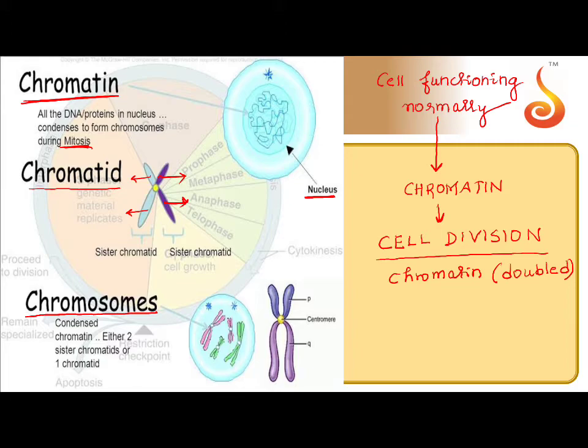One chromatid is original, and when it replicates into the other chromatid, it keeps both chromatids pinned at the centromere. So the two chromatids which are pinned at the center with the centromere become a chromosome. Condensed chromatin is either two sister chromatids or one chromatid. One is the original content, the other chromatid is the duplicated content for the second cell.